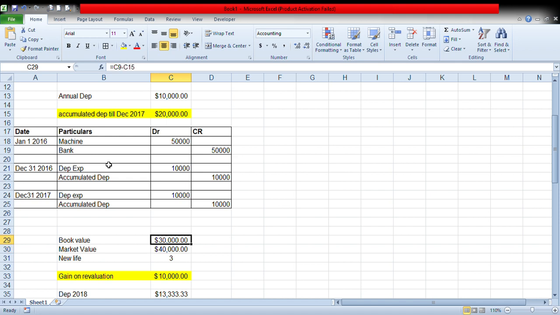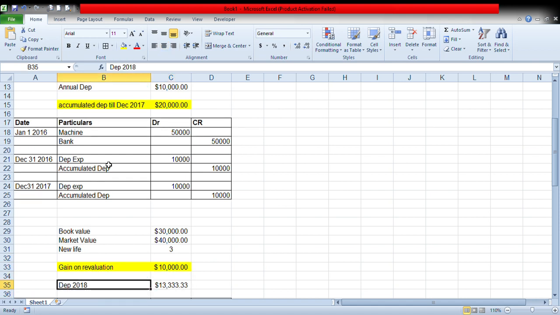After revaluation, the market value is 40,000, and the new life is 3 because we have already used 2 years. Gain on revaluation, how to calculate the gain? Market value minus book value. Market value is 40,000, book value is 30,000, so we have a gain of 10,000, right? If our market value is less than book value, we have a loss on revaluation. But here the case is a gain: market value is greater than book value.